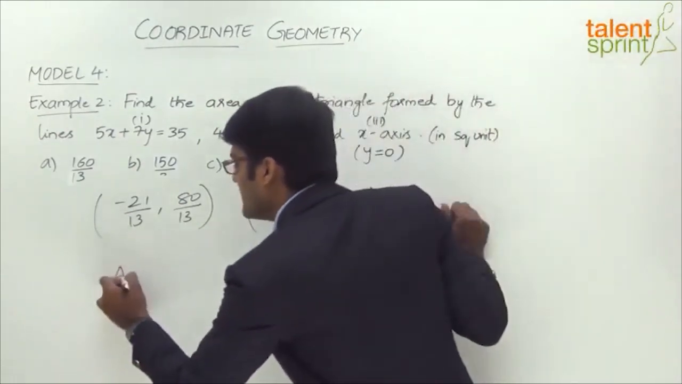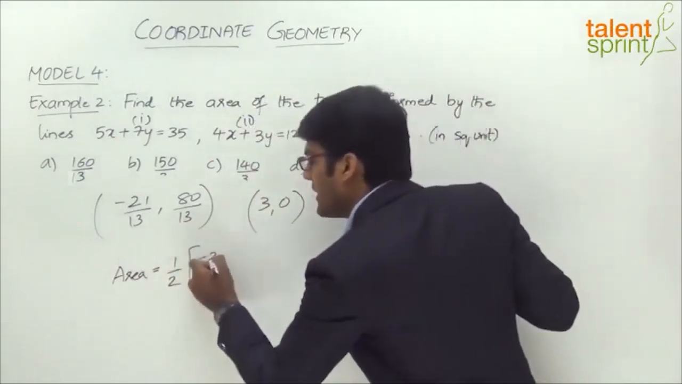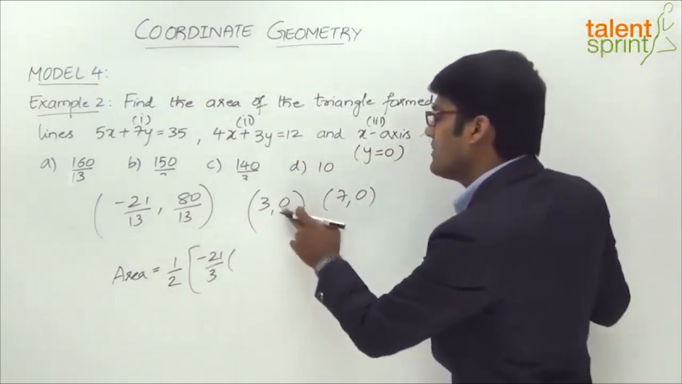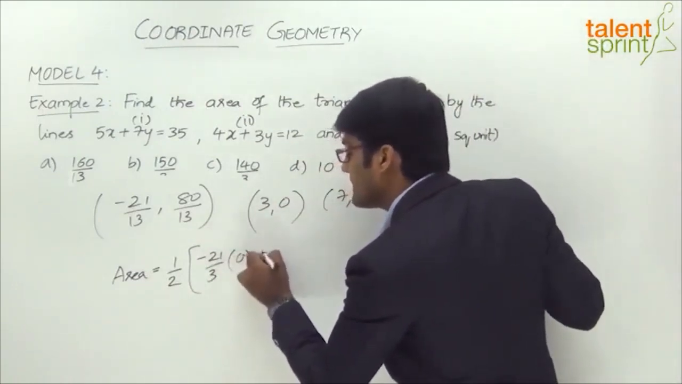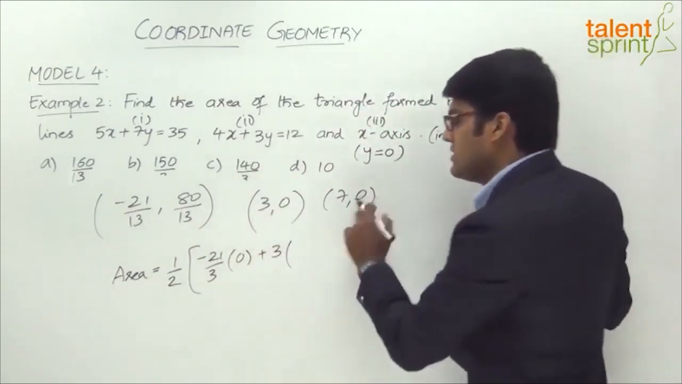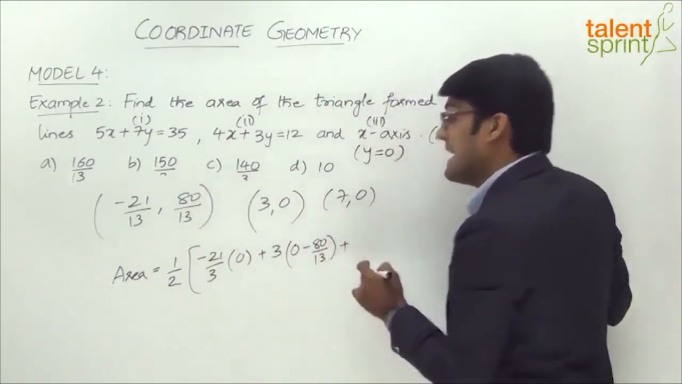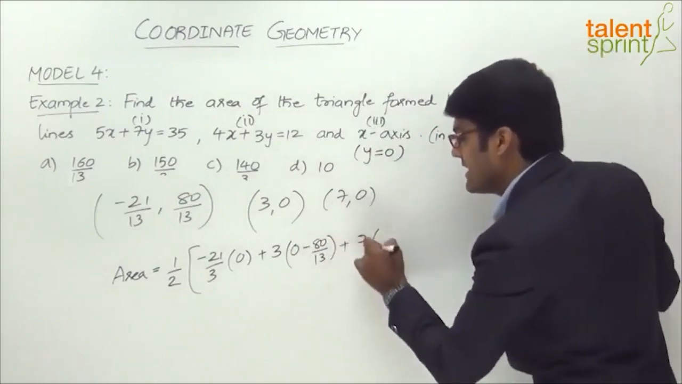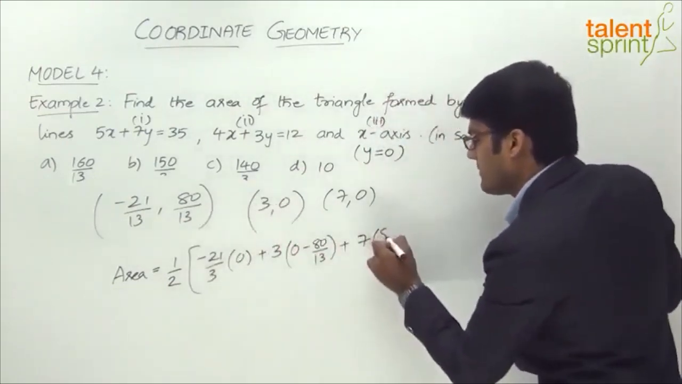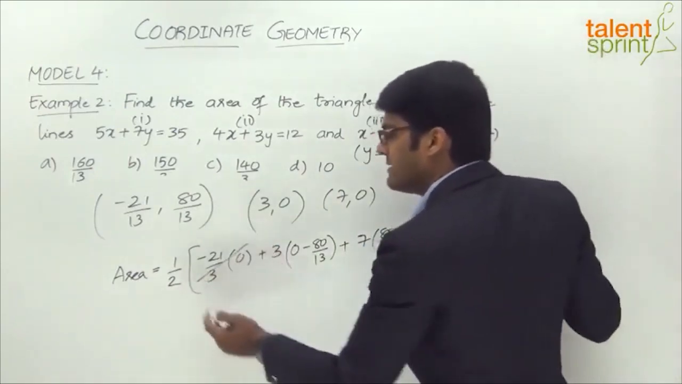So the area of the triangle ABC will be equal to half of x1. What is x1? Minus 21 by 13. x1 into (y2 minus y3). y2 minus y3 is 0. Plus x2. What is x2? 3. x2 into (y3 minus y1), so 0 minus 80 by 13, plus x3. What is x3? 7. x3 into (y1 minus y2). What is y1? 80 by 13 minus 0. That's it. So this anyway is cancelled, right?